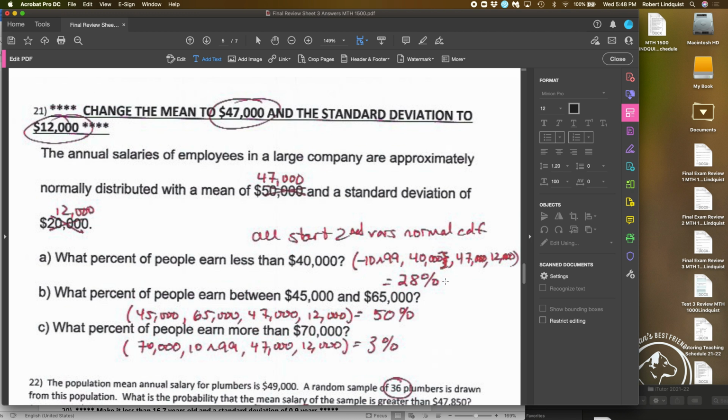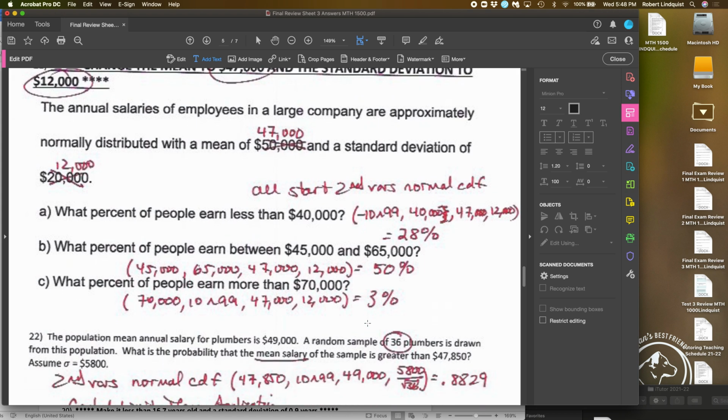Letter B, what percent of people earn between 45 and 65? This time, we don't want the lowest number we could put in the calculator to start it. We want between 45,000 for the low and 65,000 for the high. And again, it's the same exact value for the mean, 47,000, and the standard deviation, which is 12,000. When you crunch that through, it's like 0.49 something, which is 50% when you round it off.